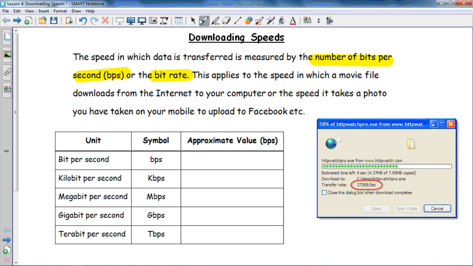Now, while we're talking about that, I just want you to have a look at our open box here, which no doubt you've seen this dialog box many times before when you're downloading something on your computer. It tells you how much has been downloaded, how much is to go. When this green line gets to the end, your download is complete. It tells you where it's going to download, and it also tells you the transfer rate, which is another name for the bit rate. But I want you to have a look here. It says, in this particular example, capital KB per second, which means that it's talking about kilobytes per second, which is common.